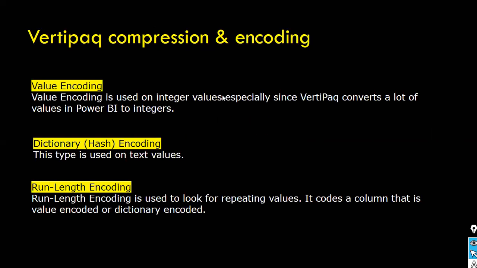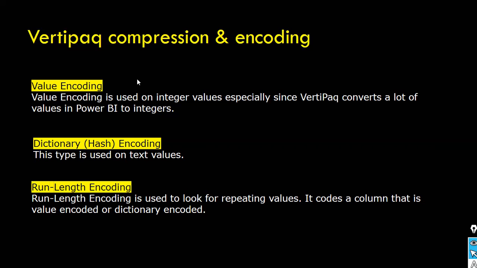There are three types of encoding. One is value encoding, the next one is dictionary encoding, and then run length encoding. When value encoding is used on integer values, we just remember only this one. And dictionary encoding is for text data types. This is a number and text. This is used for repeating values. So in that kind of situation, it will be used.